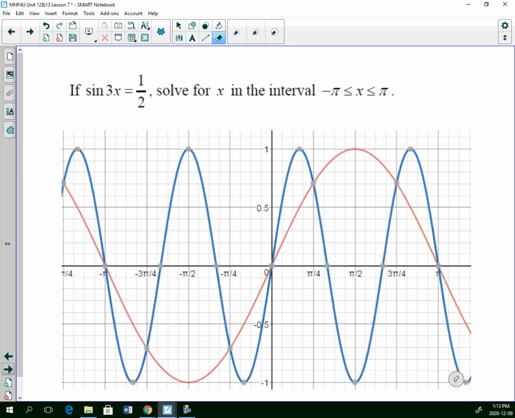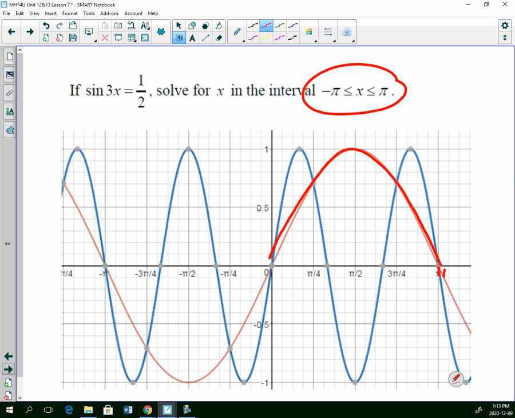Or it could be cosine. So I'll kind of streamline this. Okay, and it's also doing a different interval. It's saying do it from negative pi to positive pi. So here's sine x from 0 to pi, and then to negative pi.